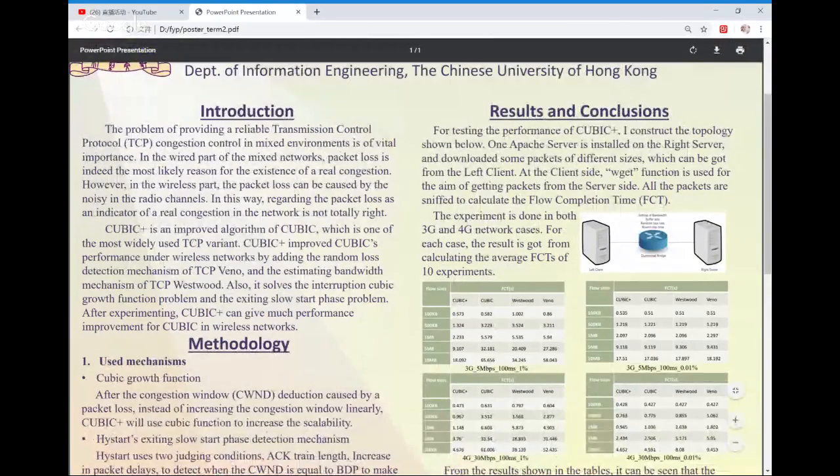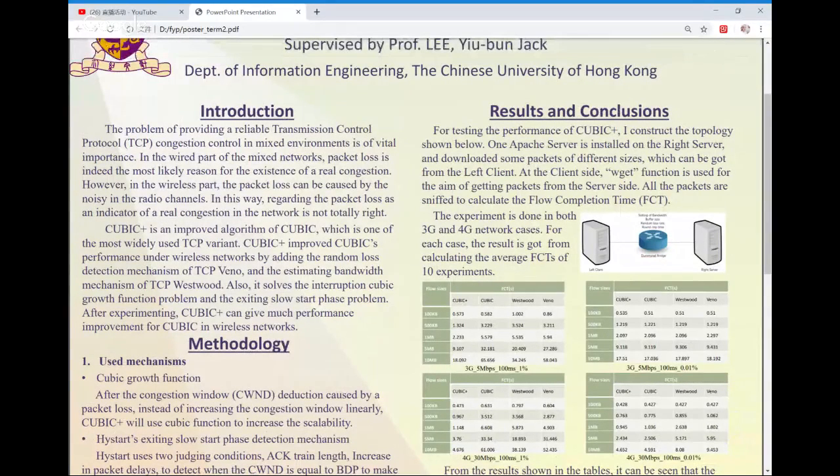Here come the results and conclusions. To test the performance of CUBIC Plus, I did experiments in Emulab, where I can do emulation. Here is the topology of my setup. The left side is the client, the right side is the server, and on the server I installed an Apache server and downloaded several fixed size files. As for the bridge, I used Dummynet to set the network configurations. In each experiment, first I set the TCP variant I want to use on the server, and then on the client I use wget to fetch those fixed size files, and I record the completion time.